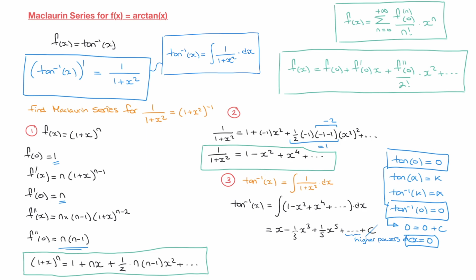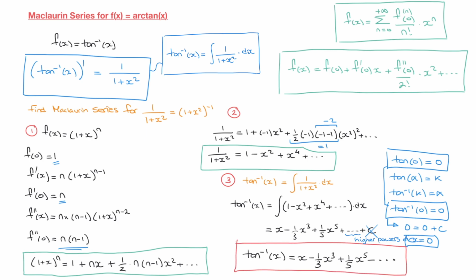And so as such we can cross this c out, and we can state our final answer as the Maclaurin series for inverse tan of x, or arctan of x, is equal to x minus 1/3 of x cubed plus 1/5 of x raised to the power of 5, and that pattern carries on forever that way. And we're done. That's how we can derive the Maclaurin series for arctan of x using the Maclaurin series for 1 over 1 plus x squared, as well as integration.